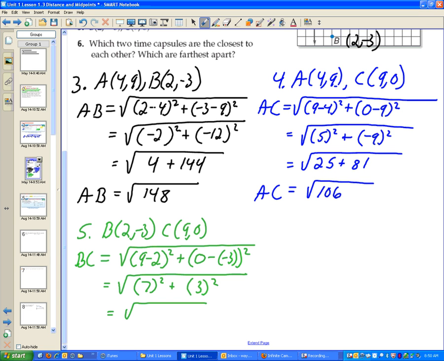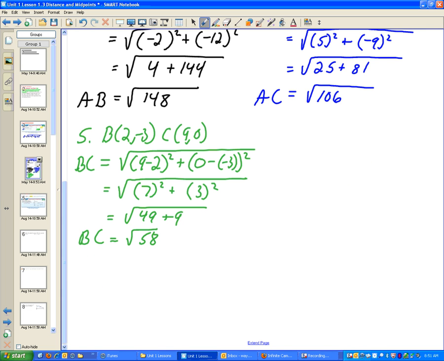What's 7 squared? What's 3 squared? What's 49 plus 9? 58. So the distance between B and C, or the length of segment BC, is the square root of 58.